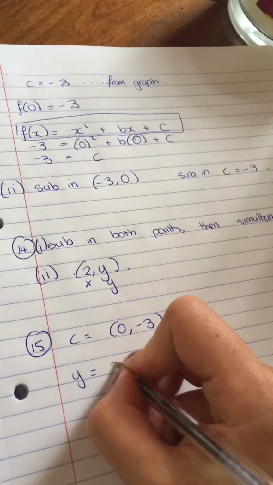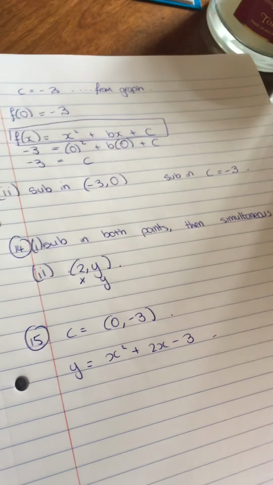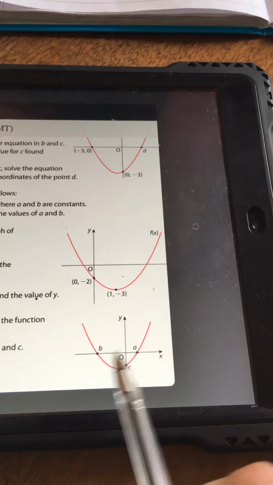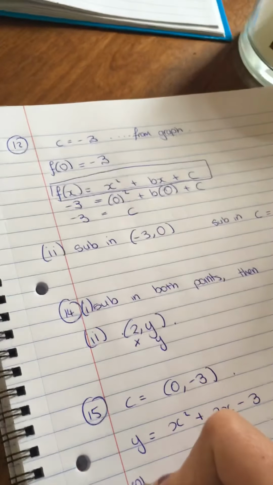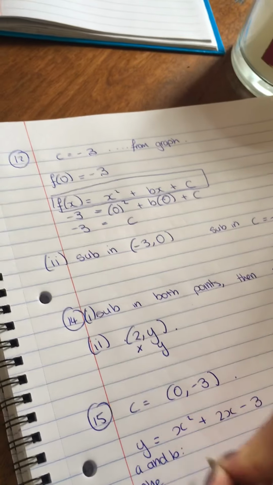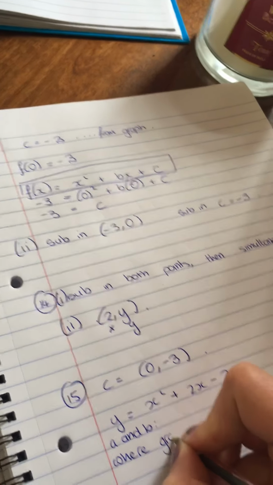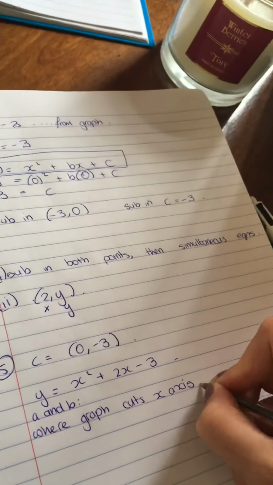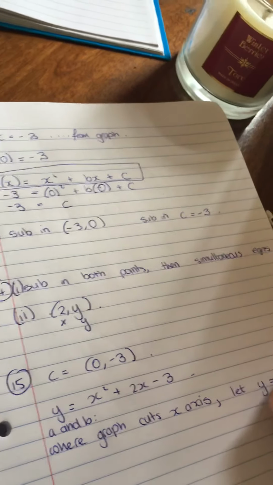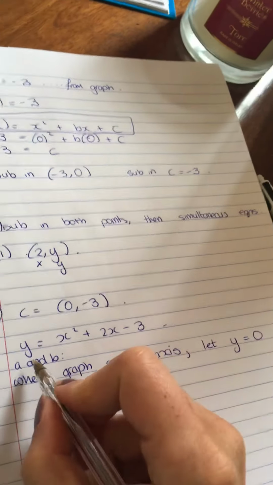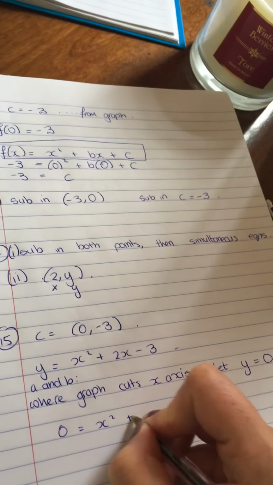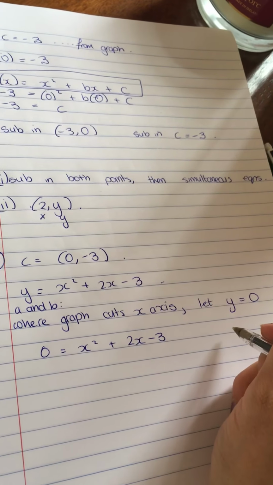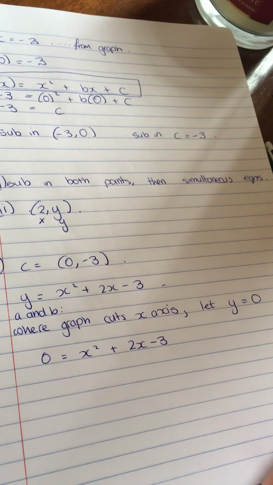Then our equation is y equals x squared plus 2x minus 3. And now they want us to find the values of a and b. If we look at where a and b are, it's where the graph cuts the x-axis. So what do we do for where it cuts the x-axis? We let y equal 0. So you're going to replace y up here with 0. And now again you have a quadratic that you can solve. Factorise it, and then let each bracket equal 0 and solve.